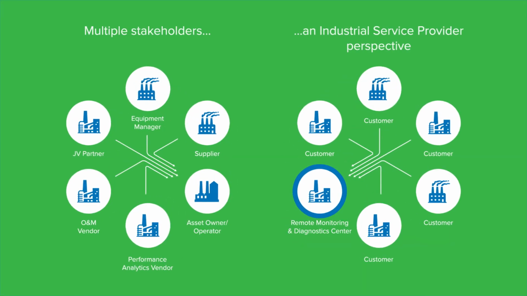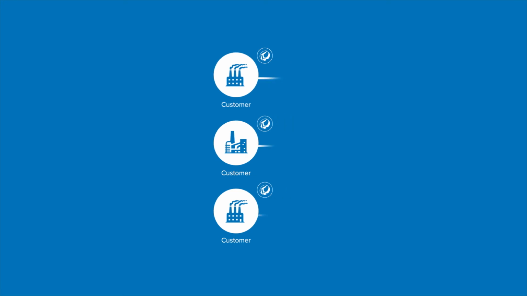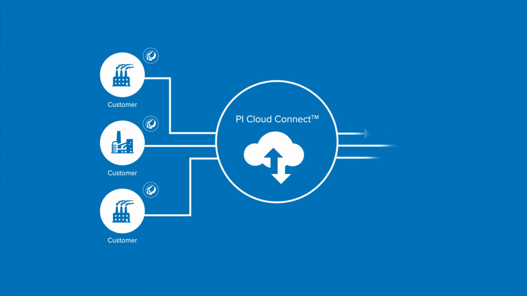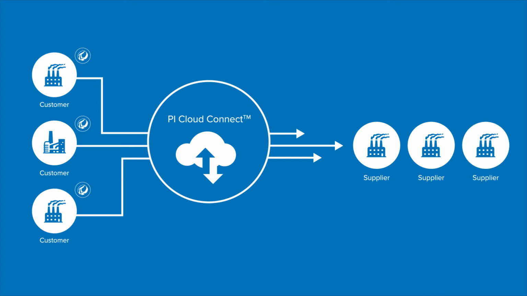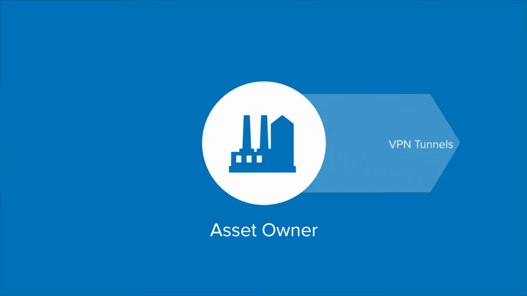OSIsoft offers a variety of ways to move data from customer assets to the RMND Center. If there are PI systems at customer locations, providers can use PI Cloud Connect, based on Microsoft's Azure Cloud Services, to share data with other supply chain members, including equipment vendors and analytic experts, both inside and outside of their organization. Other network options include the use of VPNs, or private web services.